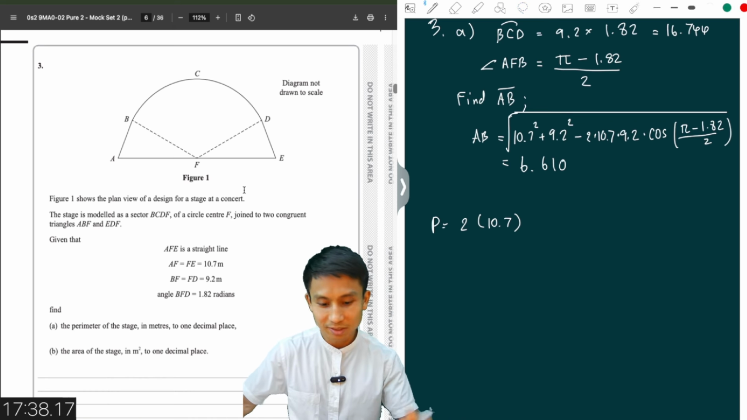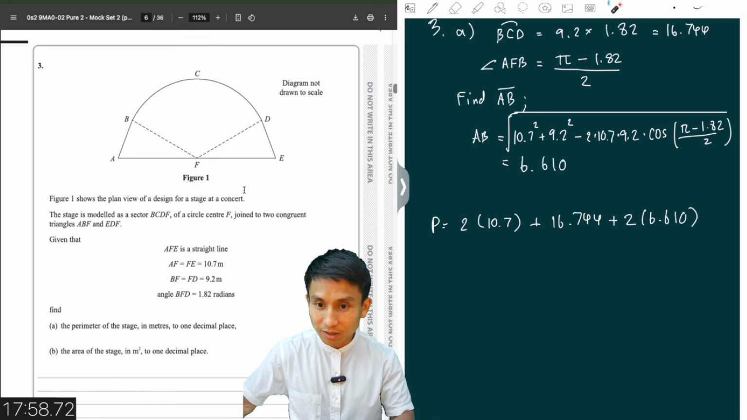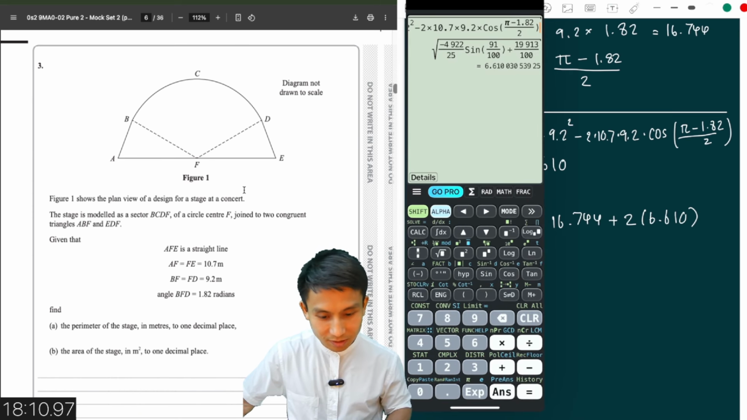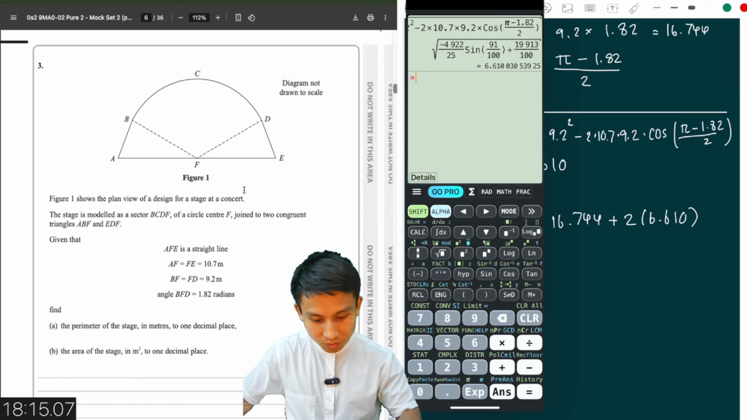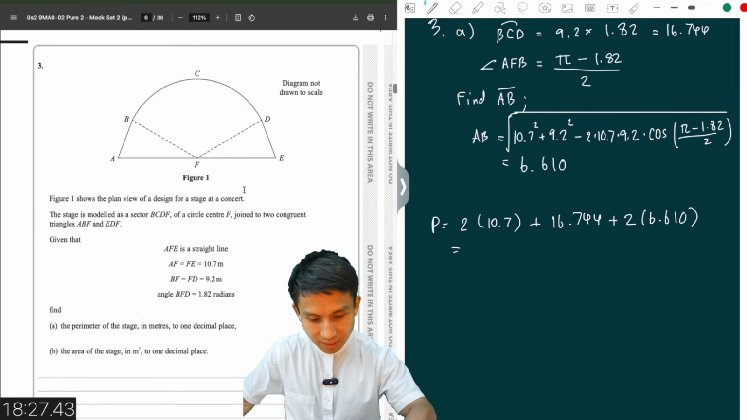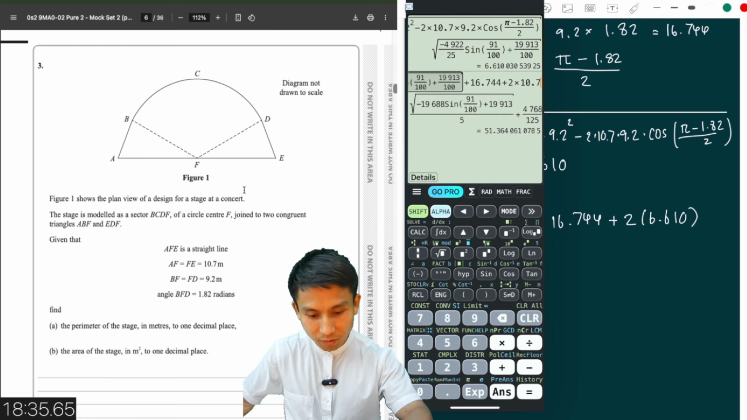I'm going to keep it at 3 decimal places, which is fine because they want 1 decimal place as the final answer. So the perimeter is 2 of the 10.7s, plus the arc length, which is 16.744 above, and then plus 2 of the ABs, which is 6.610. Just checking, the AF here is just 10.7, that's fine. Then we plug that into the calculator. So 2 times answer plus 16.744 plus 2 times 10.7, so that's 51.364.